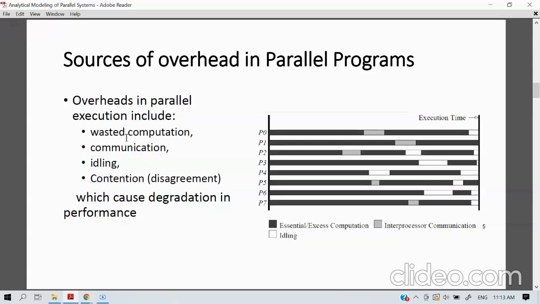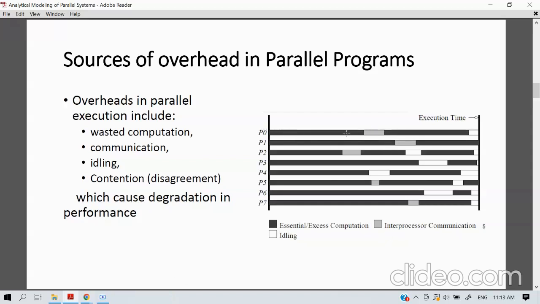So these factors might cause degradation in the performance. As you can see here, let's say we have processors P0 until P7. If you look at the black color, it might be the essential or excess computation to execute the program. Please imagine the black is the computation, and the grey one is the interprocessor communication.